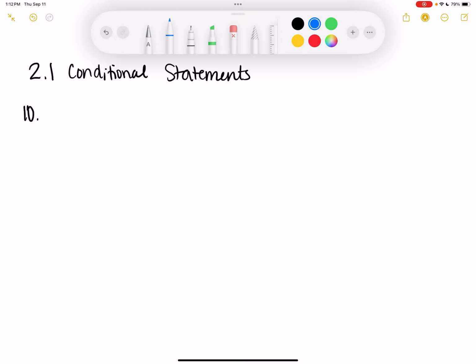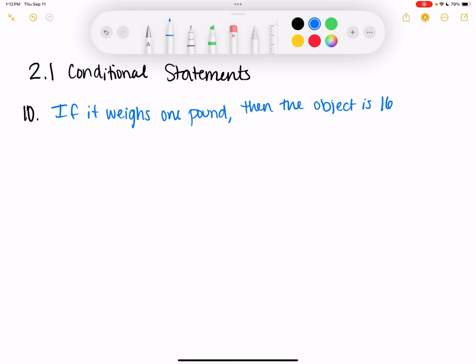So to write it in if-then form, we're going to say if it weighs 1 pound, then the object is 16 ounces. And we could have modified it a little bit because obviously this is written backwards. We could have said if an object weighs 1 pound, then it is 16 ounces. There's some slight variation that you can have in your statement.